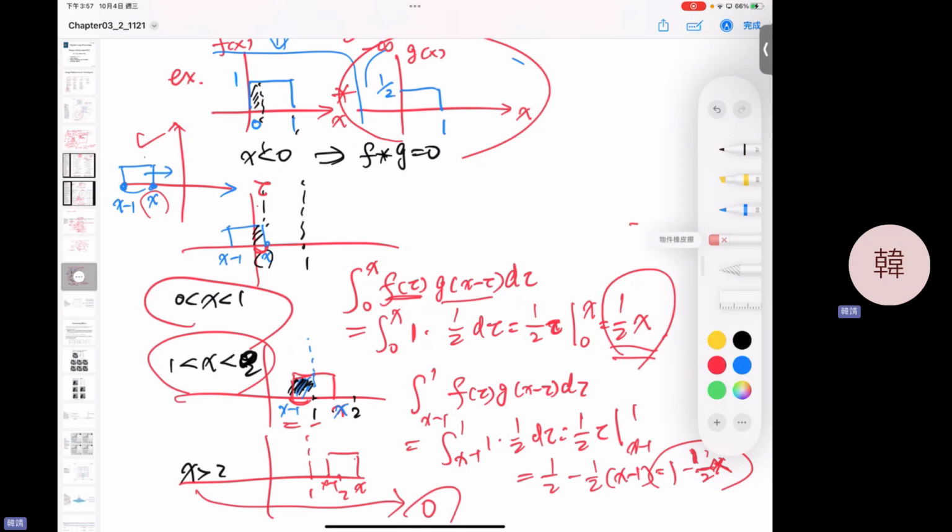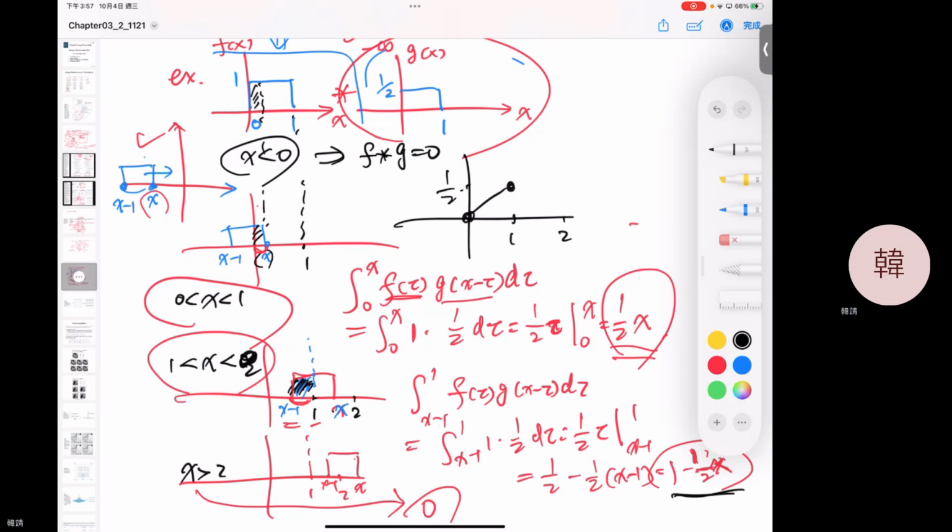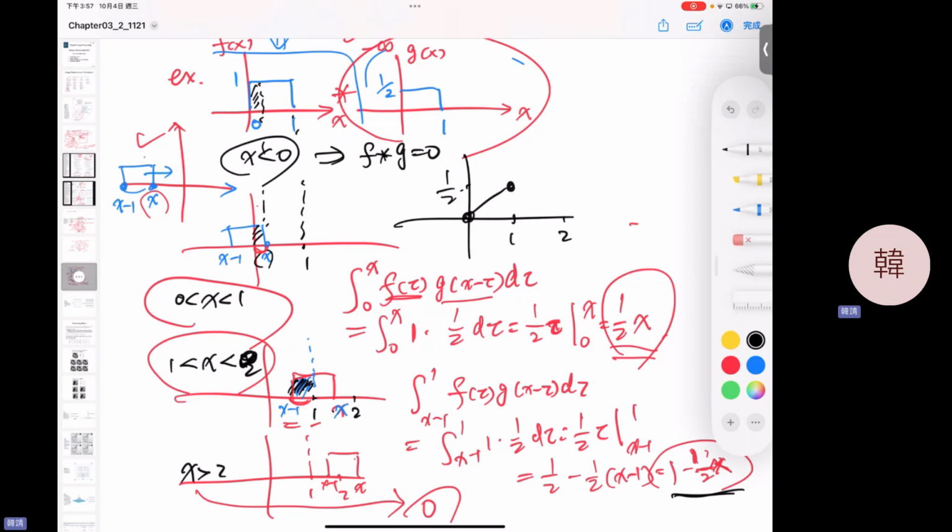So when x is smaller than 0, the result is 0. When x is between 0 and 1, it becomes 1/2 x, so it's going up like this. The height will be 1/2. And when x is between 1 and 2, the result will be 1 minus half of x.